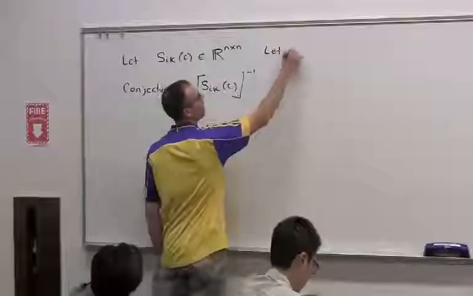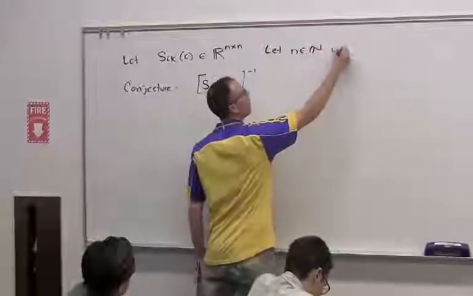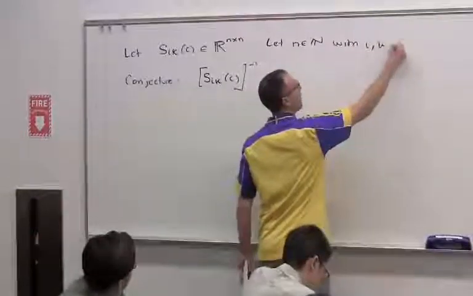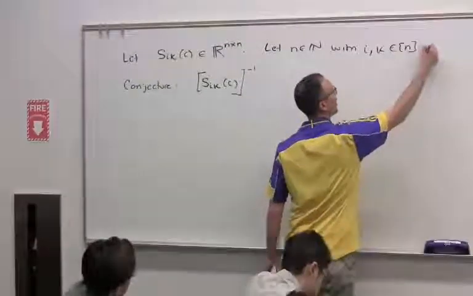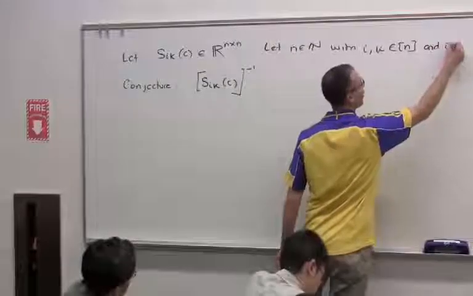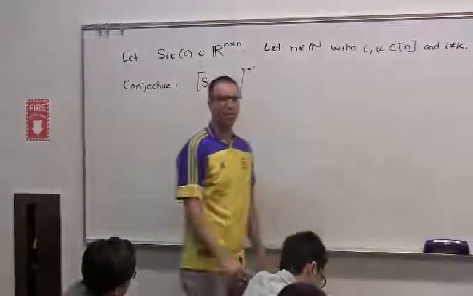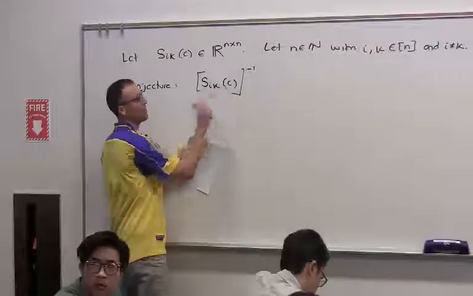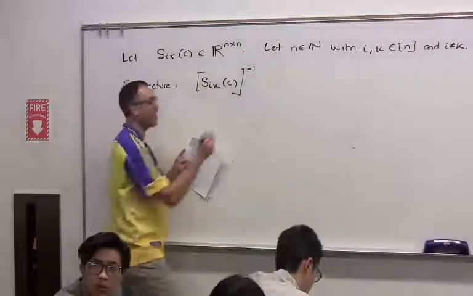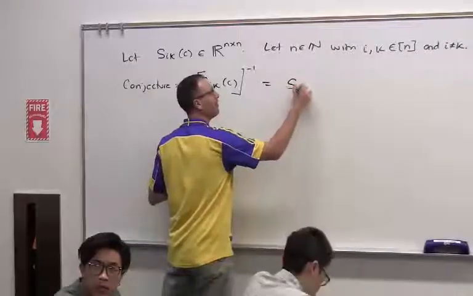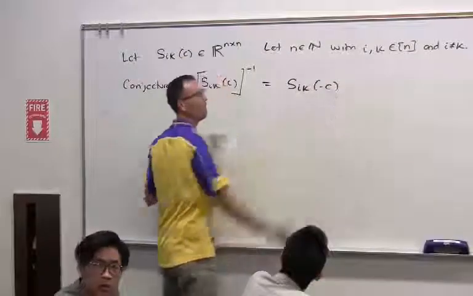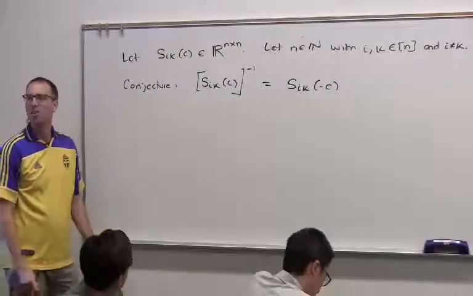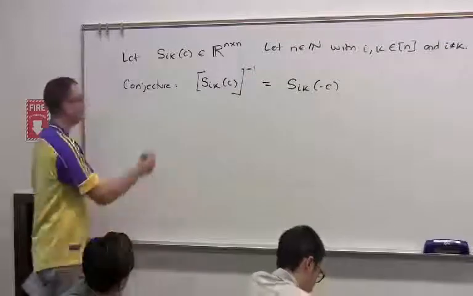So, of course, we needed n to be a natural number, with i and k elements of that index set and i not equal to k. Those are the conditions on the shear matrix, right? What did you notice over there when we took the inverse? What happened to the thing inside of it? You took the negative one, right? You ready for something crazy?